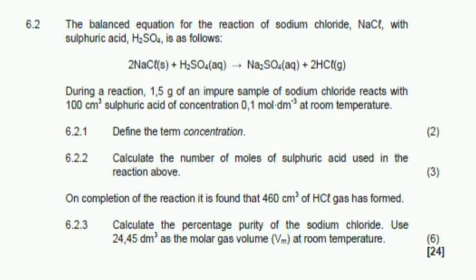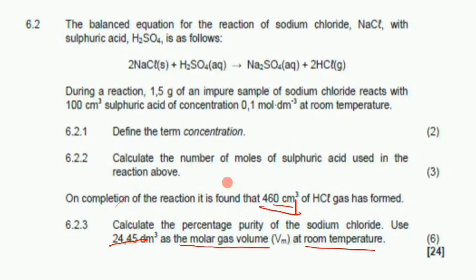Then they say on completion of the reaction, it is found that 460 centimeter cube of hydrochloric gas has formed. Then 6.2.3 says calculate the percentage purity of sodium chloride. Use 24.45 dm cube as the molar gas volume at room temperature. So you can see here that we are given the molar gas volume is 24.45. That means they do not want you to use the 22.4, which is standard temperature and pressure, right?